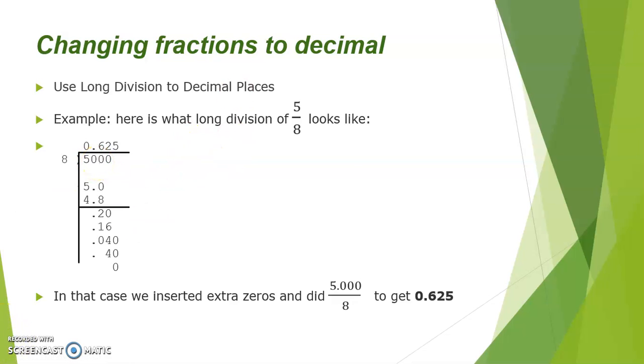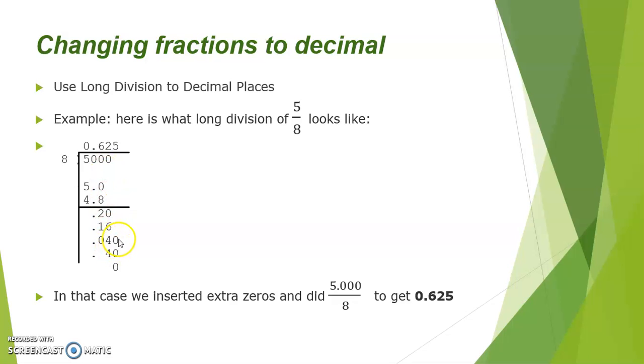Okay, we add a 0. Now 6 times 8 is 48, right? And 50 minus 48 is 2. Remember, the point still remains. You have 2, we put 0. 8 goes into 20 two times. 2 times 8 is 16. Now 20 minus 16 is 4.